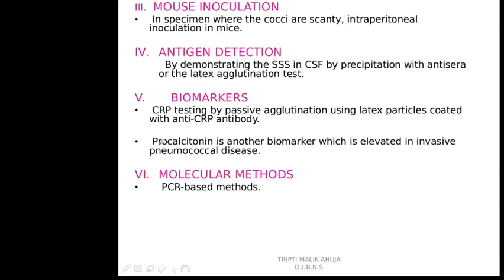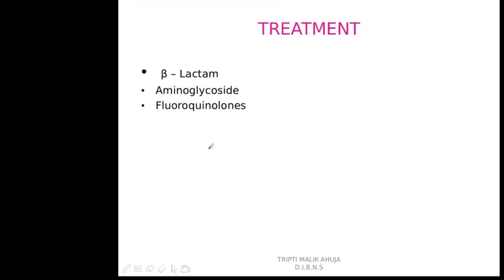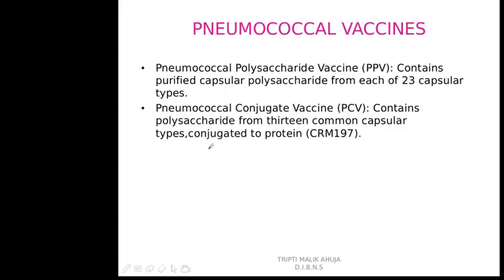Another marker is procalcitonin, which can also be looked for in the case of pneumococcal disease. There are molecular methods which are PCR based, which also help in diagnosis. For treatment, the antibiotics which can be used are beta-lactams, aminoglycosides and fluoroquinolones. For immunoprophylaxis, there are vaccines which are available.